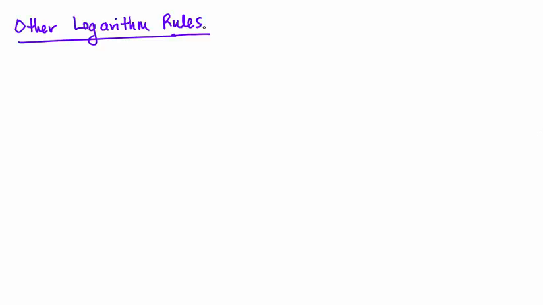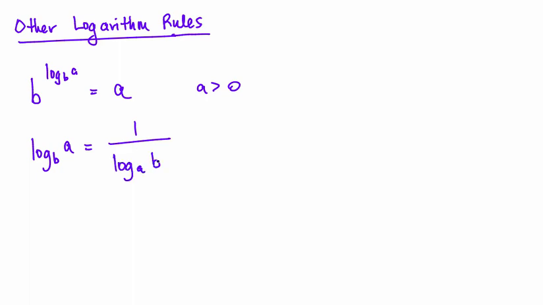So here they are. The first one is if you have b to the power of log base b of a, you just get a, as long as a is positive, of course. If you have log base b of a, that's the same as 1 over log base a of b. Just kind of a neat thing. The base and the number switch. Log base b of a can also be written as negative log base 1 over b of a. So the base switches and you get a negative sign in front, and the a stays the same. So there are 3 rules.